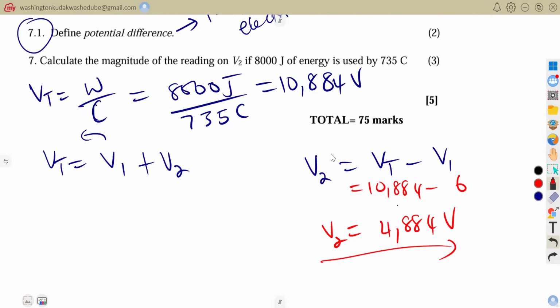That is the reading that you are going to find on voltmeter V2. So that was that for our question paper, which was written as a controlled test in March 2025 from the OR Tambo Inland District.